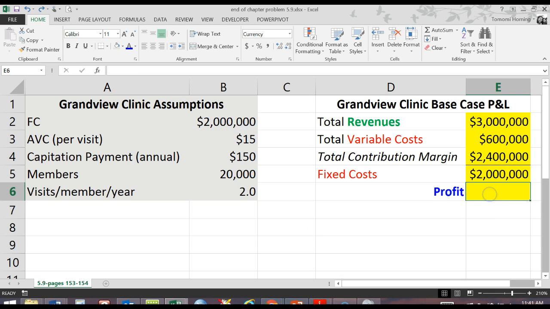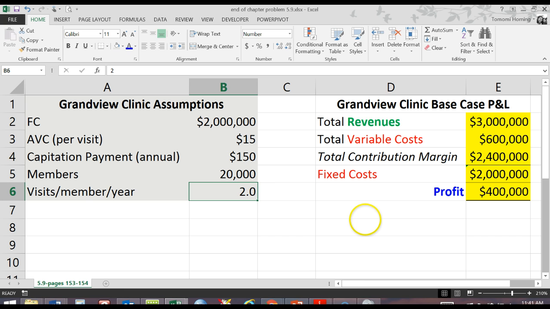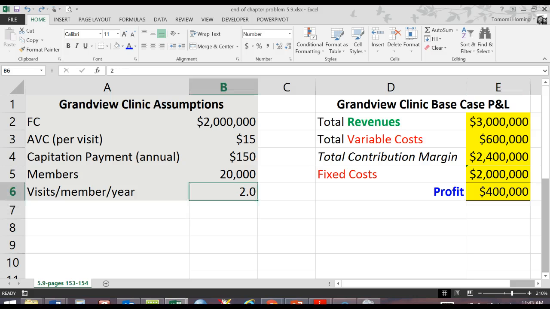So then the profit is fairly straightforward again. It's going to be your total contribution margin less the fixed costs. And so when you assume these conditions, you're going to anticipate a profit of $400,000. Now, letter D in the example says, well, what if you can push your visits per member per year down to 1.8 instead of 2? So your visits are going to be decreasing. Now watch what happens to the profit line when the visits per member per year are updated. So you can see the profits went up to $460,000, whereas before, if you look, it was $400,000.